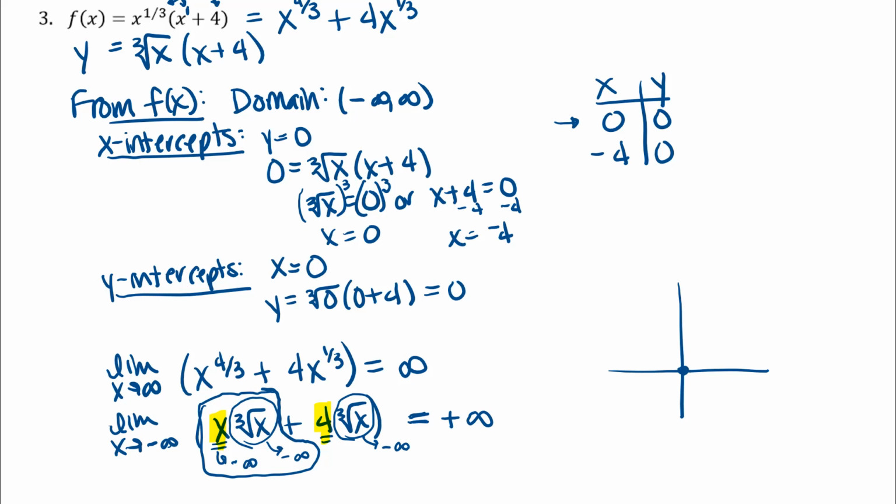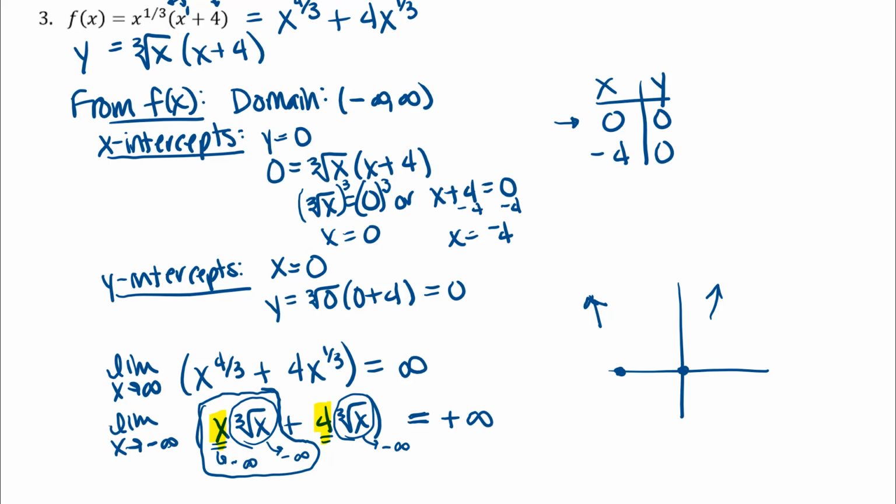I've got a point at 0, 0. I've got another point at negative 4, 0. And I know that on both ends of the graph, the function goes up forever. The other thing that we might want to think about here, which I guess kind of crosses in between thinking about domain and limits, is continuity, thinking about where this function is continuous.